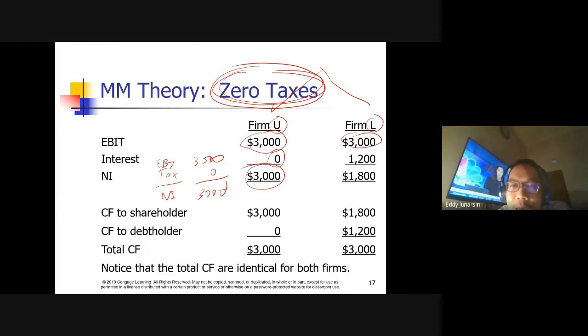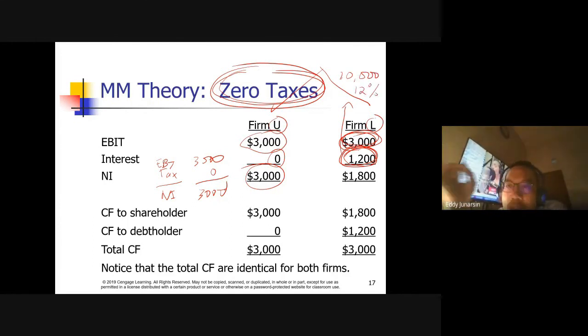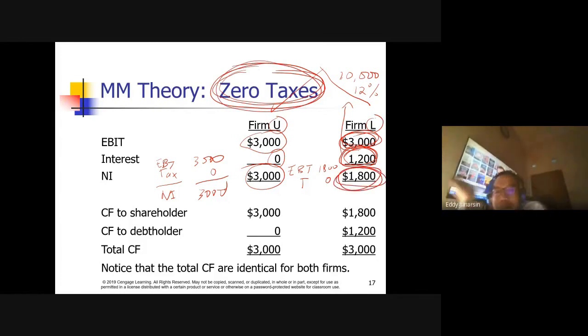What about firm L, with an EBIT of the same amount, 3,000? Now, let's say it borrows. This is similar to the previous example: the 10,000 debt we just borrowed from the previous example, with 12% cost of debt or interest rate. So the interest is 1,200, the EBT is 1,800, and tax is 0 because this is a world without tax. That's why the net income is 1,800. 1,800 minus 0 is 1,800.